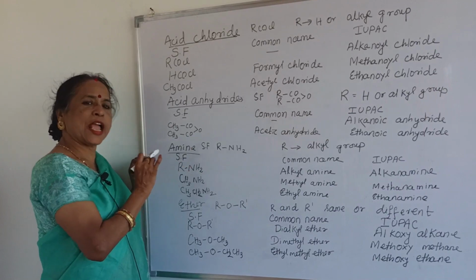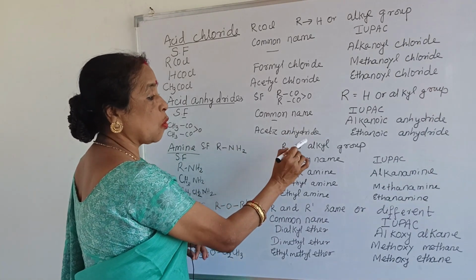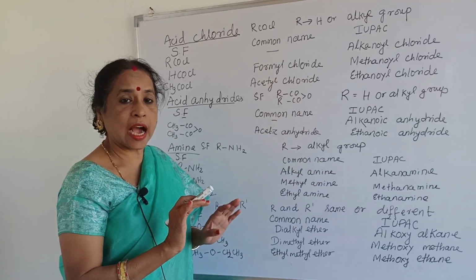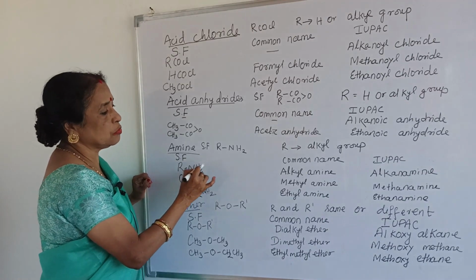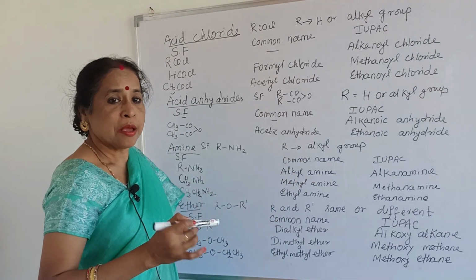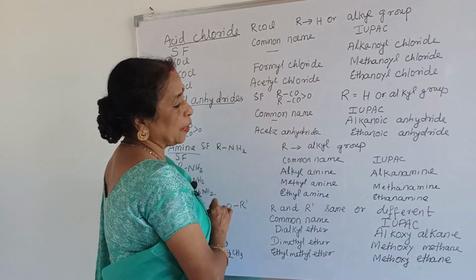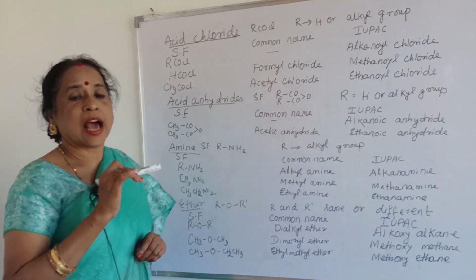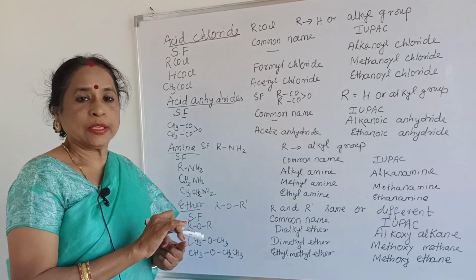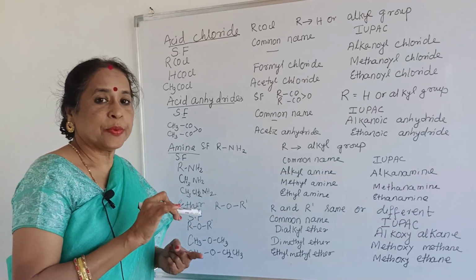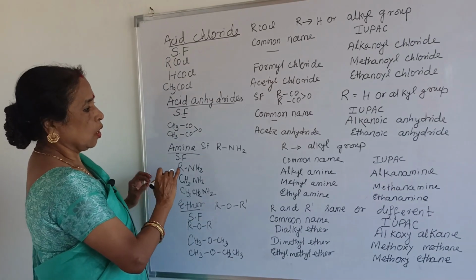Next one is amine, where the structural formula is RNH2, where R is only an alkyl group, not a hydrogen atom. So the common name is alkyl amine, because it contains only an alkyl group, and the IUPAC name is alkanamine. Alkane changes to alkanamine. If it is 1 carbon, methanamine. If 2 carbons, then it is ethanamine.